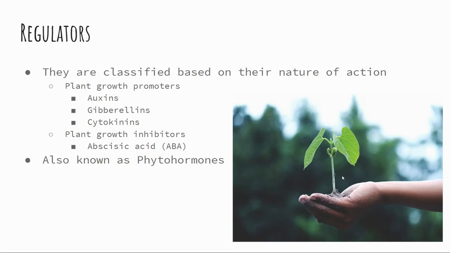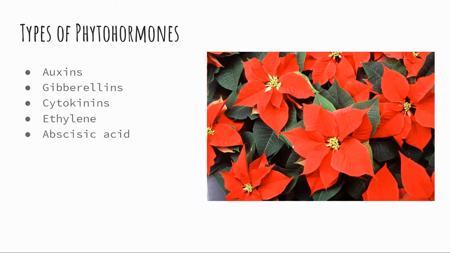So regulators are classified based on their nature of action. Plant growth promoters are auxins, gibberellins, and cytokinins, and plant growth inhibitors are abscisic acid, or also called ABA, and these are also known as phytohormones. So types of phytohormones, you have auxins, gibberellins, cytokinins, ethylene, and abscisic acid.